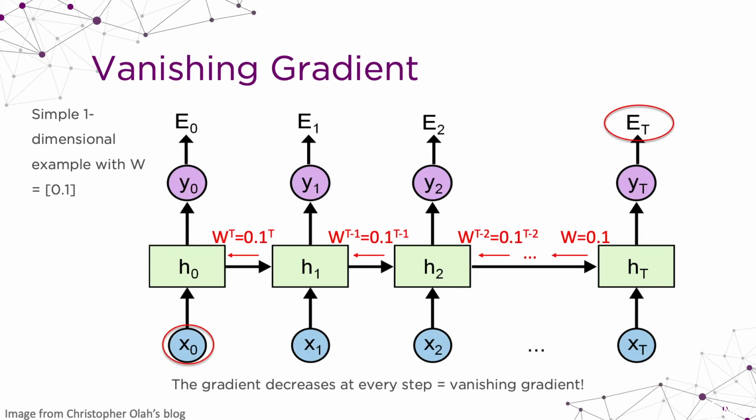The opposite problem, vanishing gradient. In this case, W is 0.1. So the same intuition as before applies, and at the end, I'm multiplying my gradient by this number that is 0.1 to the power of 100, for example. So this goes to 0. So my gradient is going to 0 now. So let's see if we can solve this.